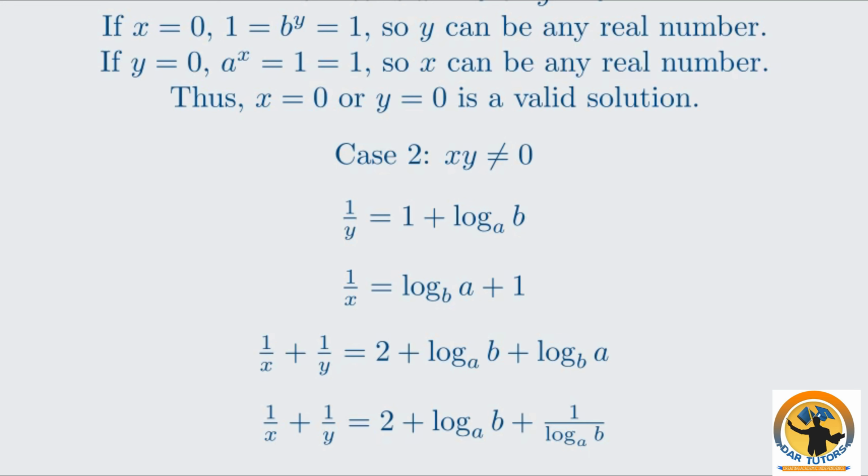The condition x plus y equals 1 is not directly derivable from the given equations in this manner. The proof for x plus y equals 1 is more complex and often involves a different set of initial conditions or a different approach. For the purpose of this video, we will focus on the first case where xy equals 0, which leads to x equals 0 or y equals 0.